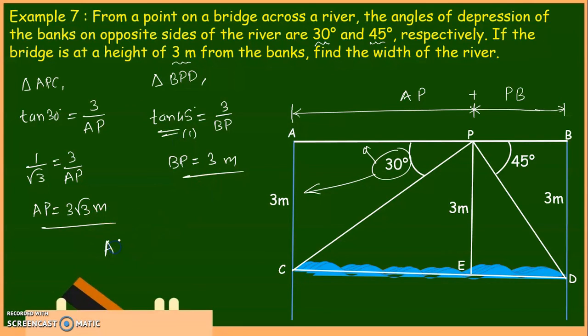So here the width of the river is equal to AB. So we can write AB equal to AP plus BP. AP is 3 root 3 and BP is 3. So this is our answer. If you take 3 common, we'll get 3 multiplied by (root 3 plus 1) meter. This is the answer.